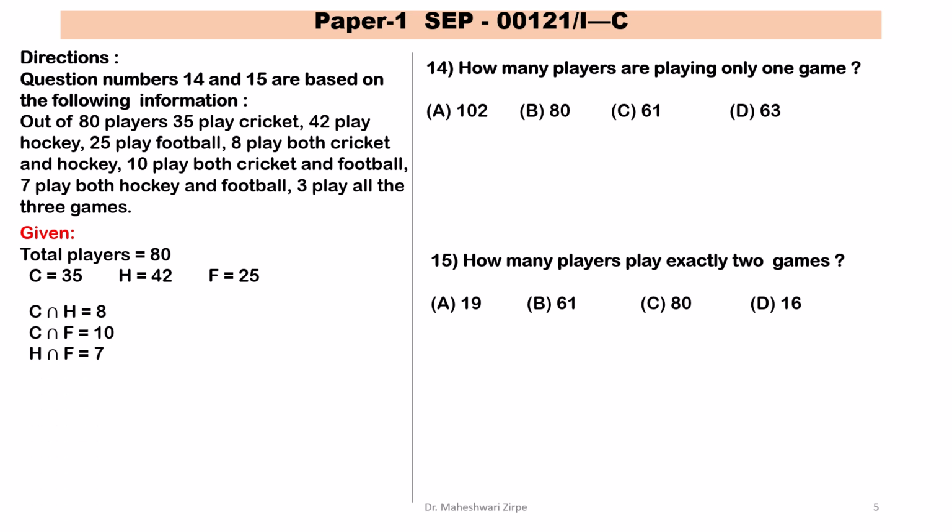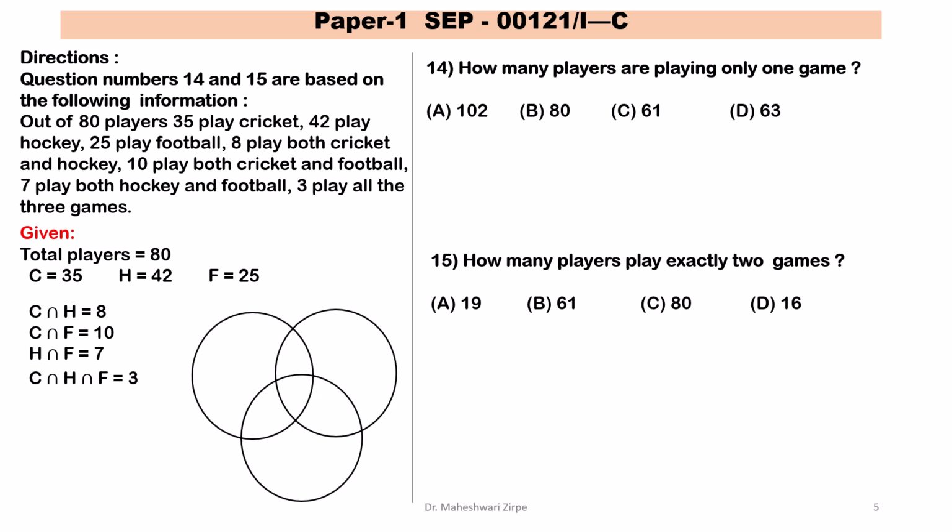They are saying that cricket and hockey is played by 8 players, so I've shown it by intersection. Cricket intersect hockey will be 8, cricket intersect football will be 10, and hockey intersect football will be 7. So let us see how we can do it using the Venn diagram. And all intersection, that is all 3 games, how many players are playing?